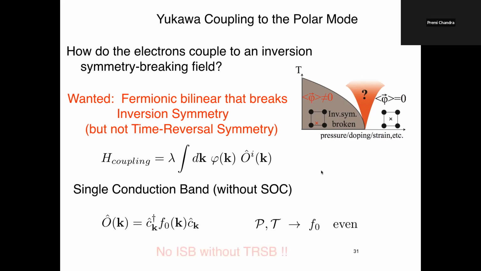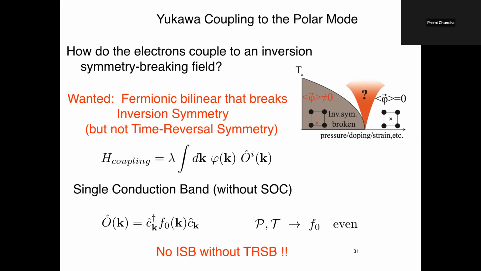The only way we can make this work for a single conduction band is if we include a Pauli matrix here, which means spin orbit scattering. Okay, we're going to include the spin orbit reaction. Many of my colleagues in the field have actually done that. But we're going to say, let's try and keep it very simple. So it's not possible to have inversion symmetry breaking without time reversal symmetry breaking for a single conduction electron band.